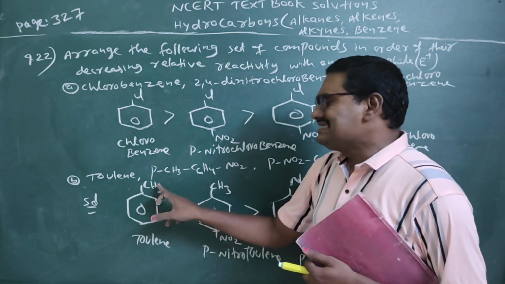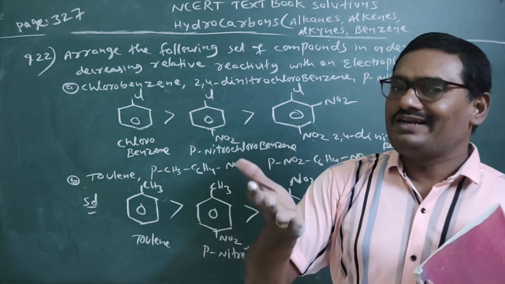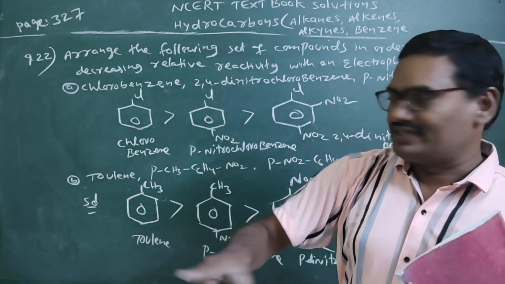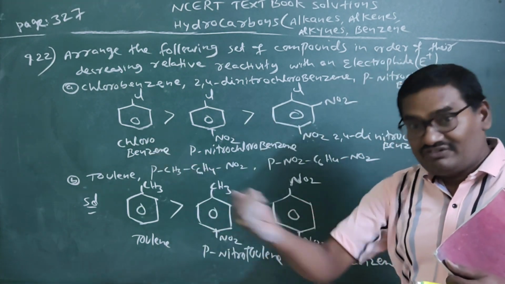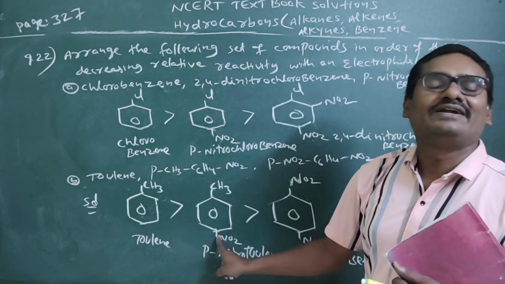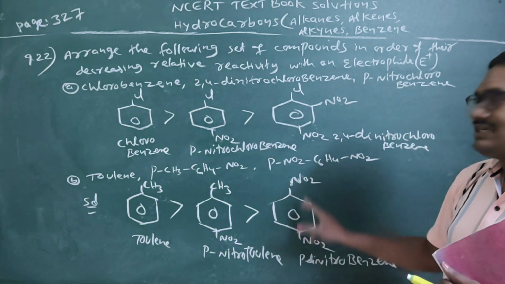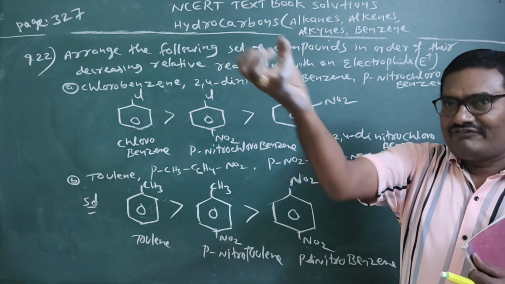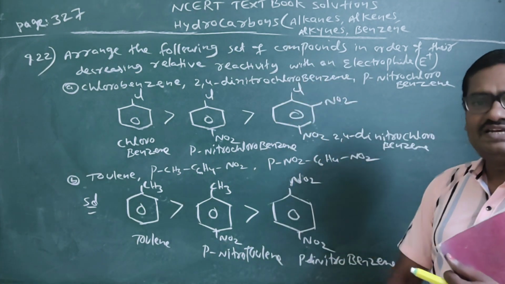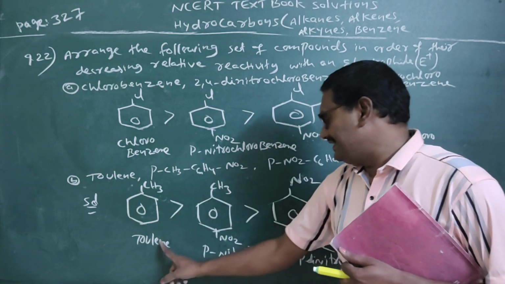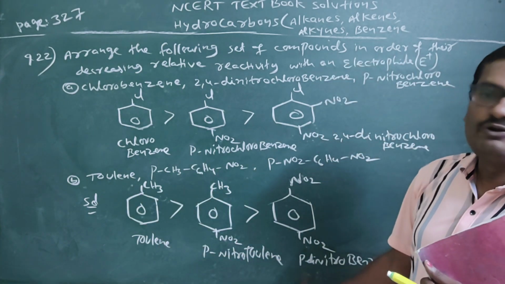Why is toluene highly reactive and why is para-dinitrobenzene low in reactivity? The methyl group, an alkyl group, is electron donating, so the reactivity is high. But NO2 is electron withdrawing, so the reactivity decreases. Where two nitro groups are present, the electron withdrawal is more and more, so the reactivity is very less. So first toluene, next para-nitrotoluene, next para-dinitrobenzene.